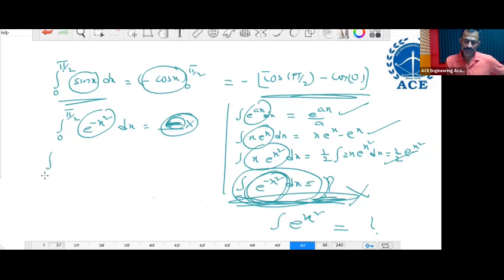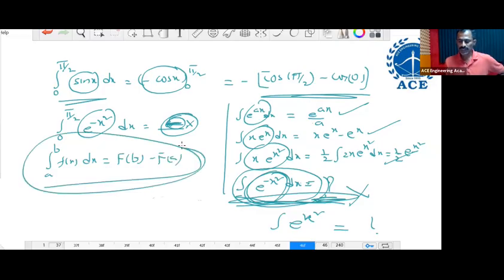So in general, the integral from a to b of f of x dx equals F of b minus F of a. This is the definite integral, the definite value of the integral. Next, geometrically, this value is the area under the curve above the x-axis between two lines.